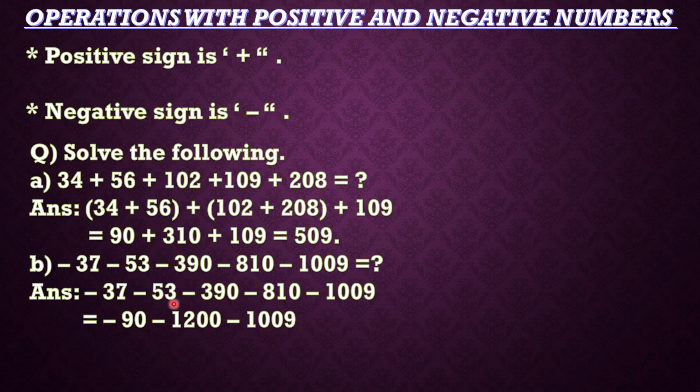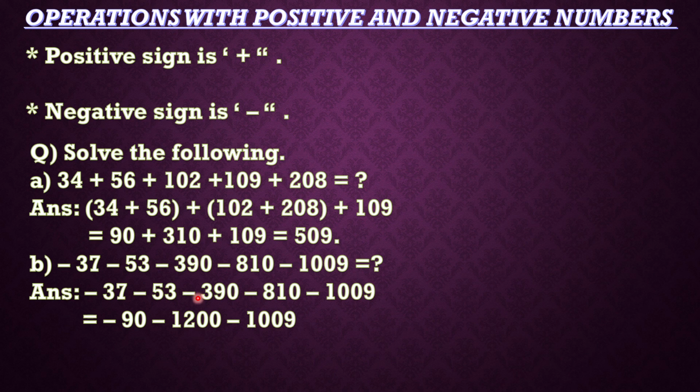So when we add these two, 3 plus 7 will be 10. 1 carry over here, and here is 0. 5 plus 3 is 8. 8 plus 1 is 9. So minus 90. And here, see, already 0. 9 plus 1 is 10. Okay, so 8 plus 4 is 12, which means 1200.